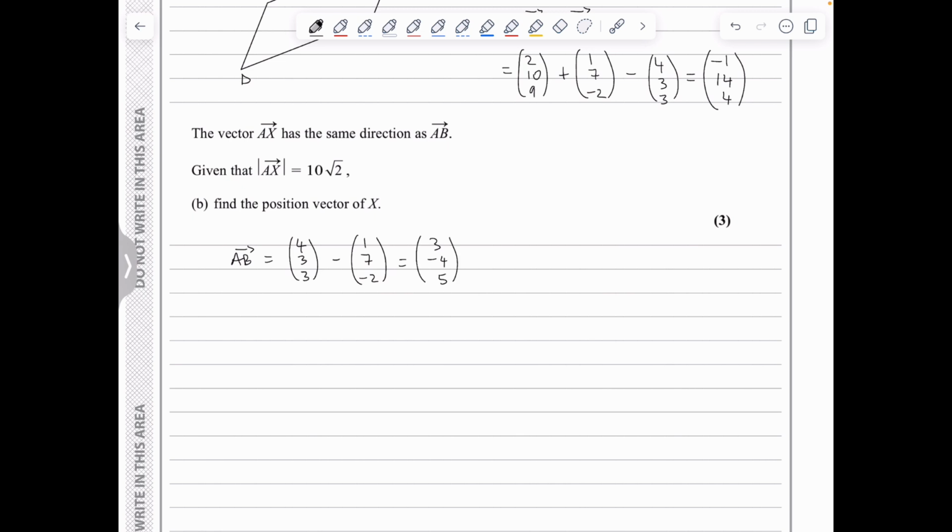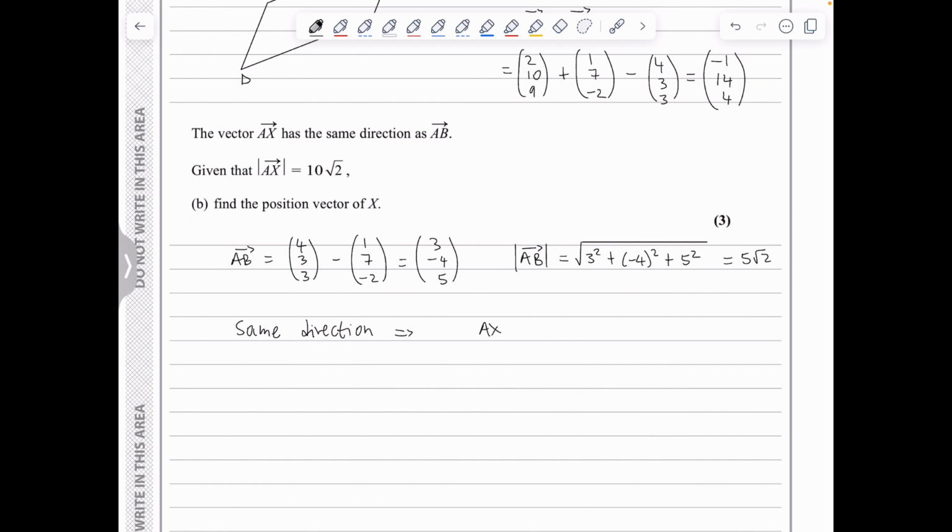I will also find the magnitude of AB, and we know that this can be found by applying Pythagoras in 3 dimensions. It's the square root of 3 squared plus negative 4 squared plus 5 squared. This gives an answer of 5 root 2. And since we are told that the vector AX has the same direction as the vector AB, this means that one is a multiple of the other.